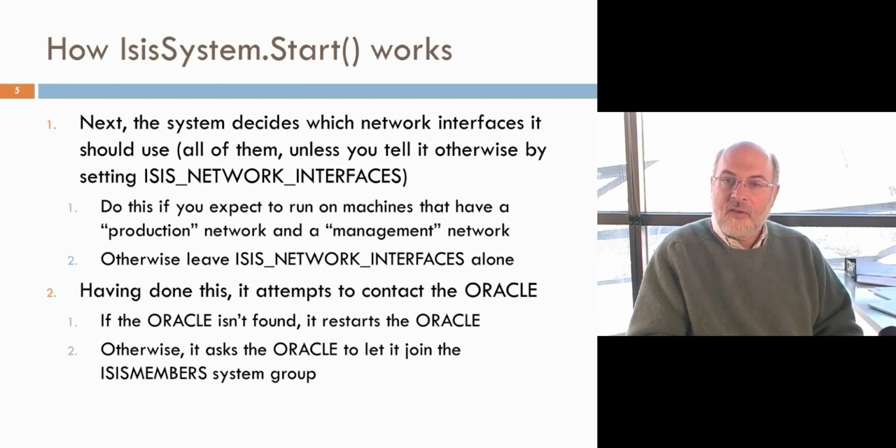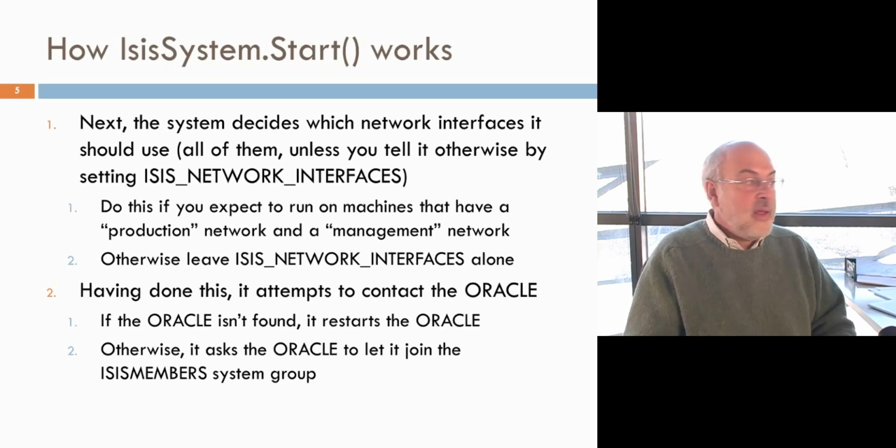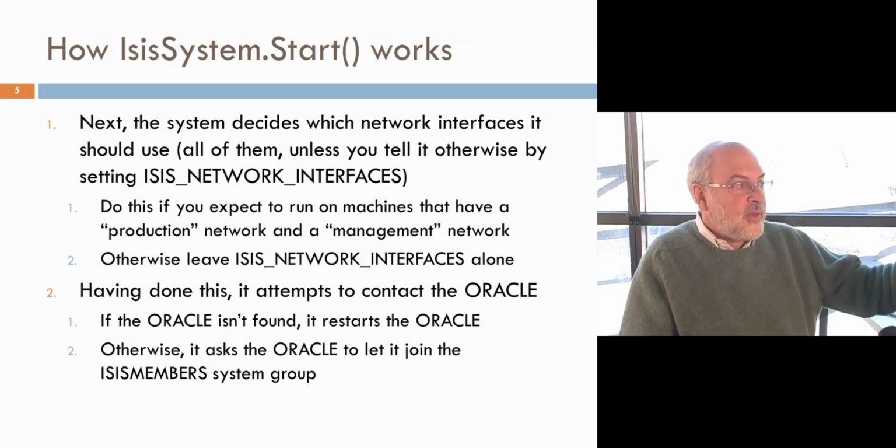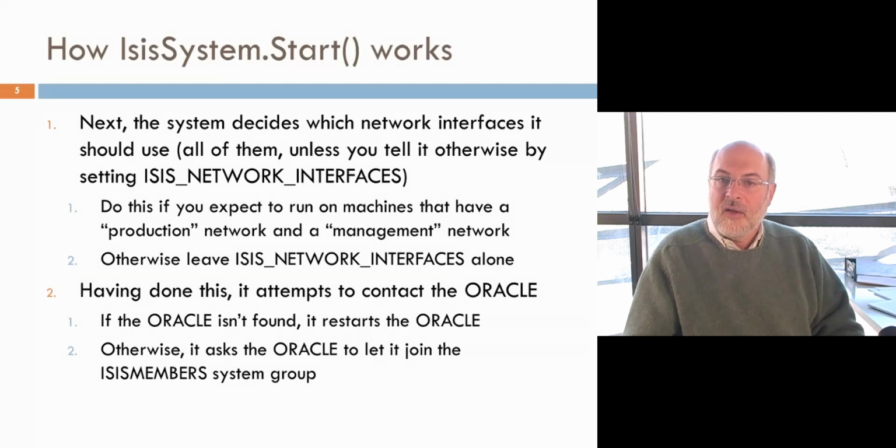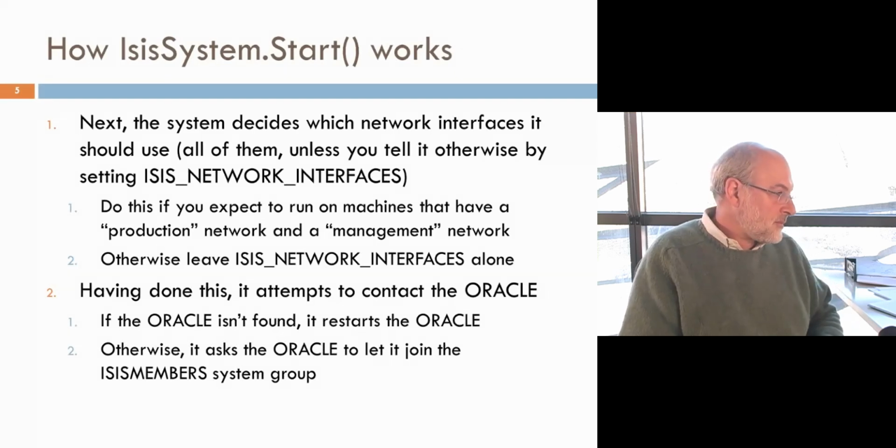And you can tell ISIS which network card to use by just looking at the list of network cards that are on your computer. There's a command for doing that, or your systems administrator will tell you. And then you can specify through the ISIS network interfaces environment variable which ones you would like it to use. For example, you could say ISIS network interfaces equals ETH0, and if that is a valid Ethernet interface card, ISIS will only connect to that card.